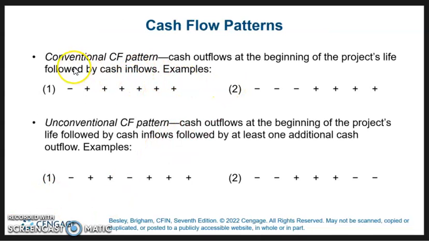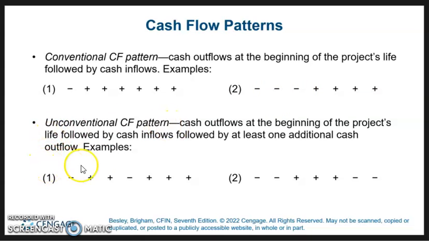Cash flow patterns. Conventional cash flow patterns, 1 and 2 here, have negatives up front. The second one here has multiple negatives. This is important. When we're calculating IRR, with every additional negative we can have another internal rate of return. The calculator or Excel is going to pick the one that they think is best, but there's more than one solution to the IRR calculation when you have multiple negatives.